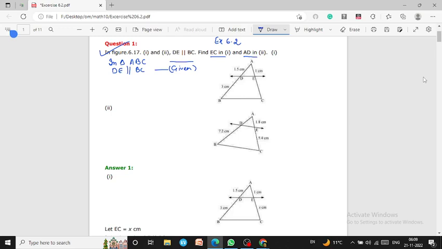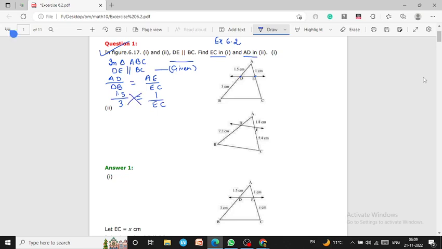If DE is parallel to BC, then D intersects AB and E intersects AC. So it divides both sides equally: AD over DB according to Thales theorem equals AE over EC. AD is given 1.5, DB is given 3, AE is given 1, and EC we have to find.